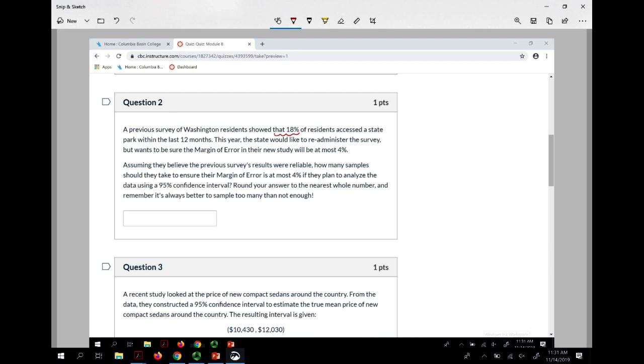Well, that's right. So I think this one's one where you should use the prior info, because this says that there was a previous survey that said that 18% access the state park. So they're going to do the survey again, but they want to reduce the margin of error this year. So this is the key: if they think those previous survey results were reliable, then they can use that p hat in their sample size calculation, and that's the difference. So then the formula we would be using would be this one.